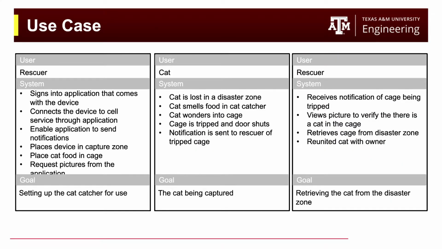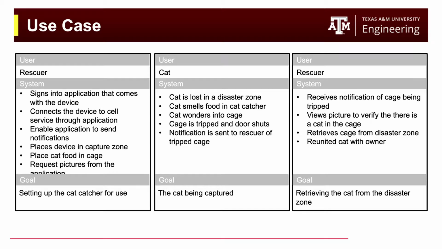Here we have a few of our use cases. The first use case is the rescuer setting up the cat catcher for use. The rescuers will sign into the cat catcher application, connect the device to self-service, and enable notifications from the application. The rescuer will then place the device in the capture zone and add cat food to the cage. Finally, they will request pictures from the application to verify that the device is properly set up.